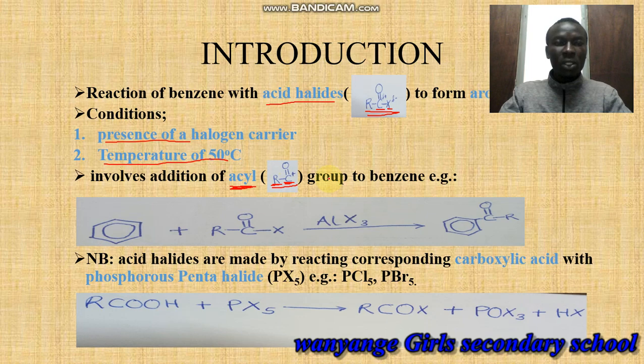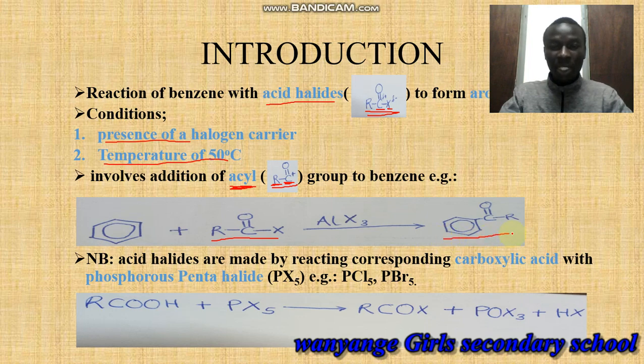Now, when an acyl group adds itself to the benzene ring, then we shall say the benzene has been acylated. Then an example is here, a general example where you have benzene reacting with an acid halide, a general formula for acid halides, in the presence of a halogen carrier. Now this X here represents any halogen. This could be chlorine, iodine, bromine, all those halogens. Then what do we form? We form an aromatic ketone.